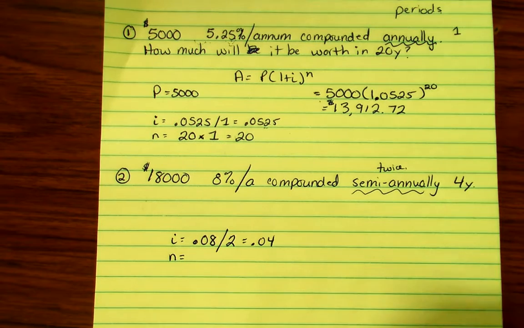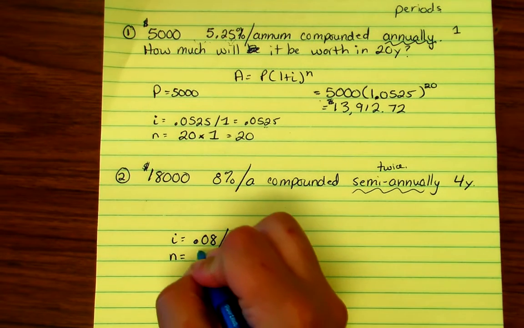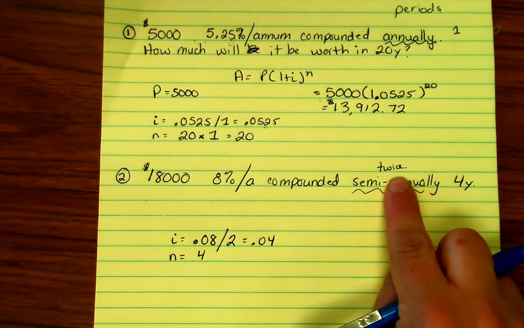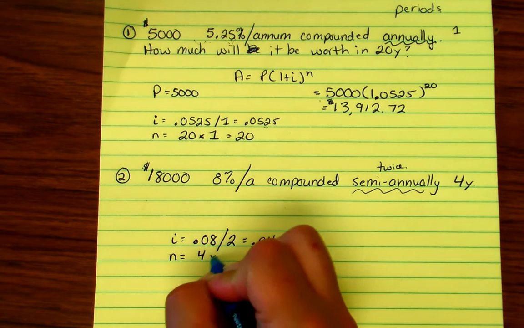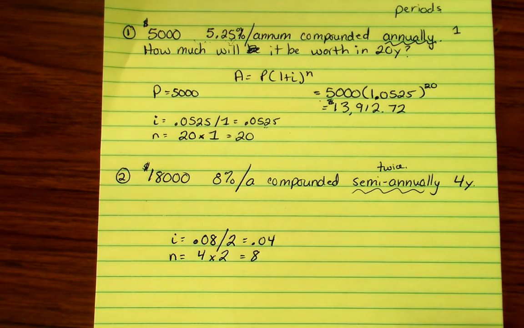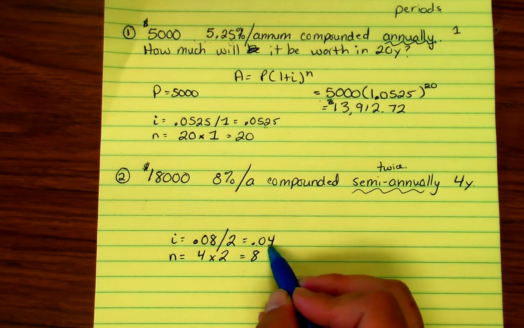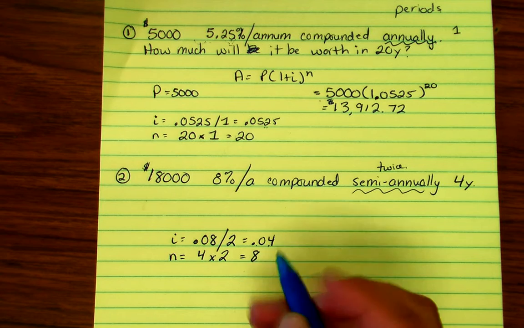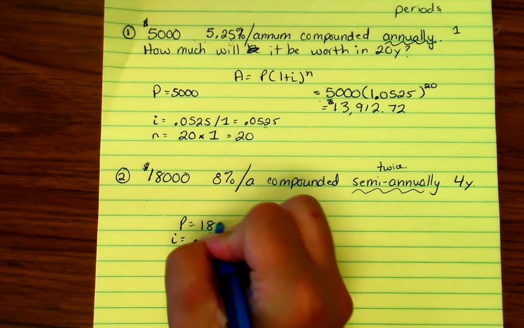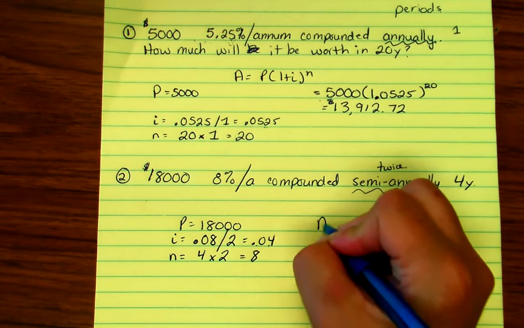Total number of conversion periods, it's 4 years, but the interest is being converted twice every year or every 6 months. So now I'm going to multiply by 2, and that's going to give me 8. So my I value is going to be 0.04. My N value is going to be 8. My P is 18,000, and I'm going to go to my formula.